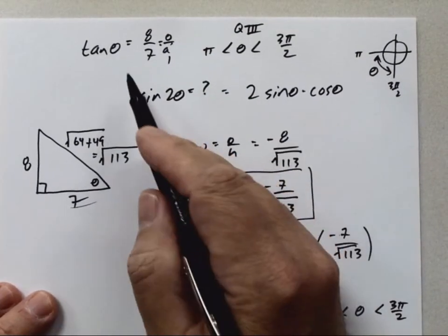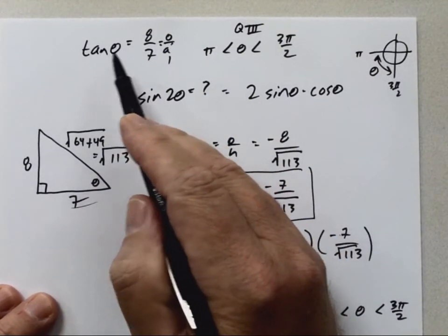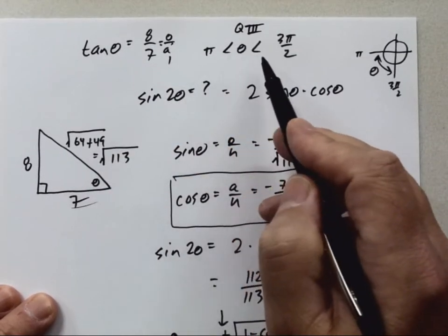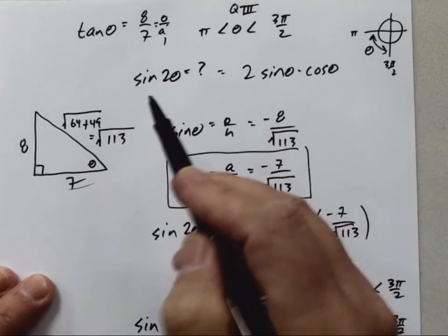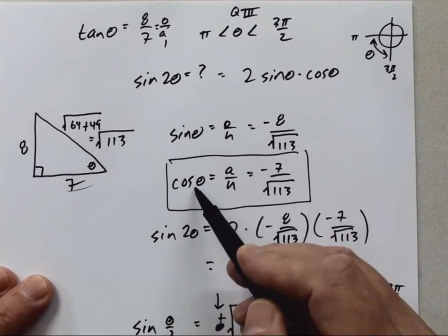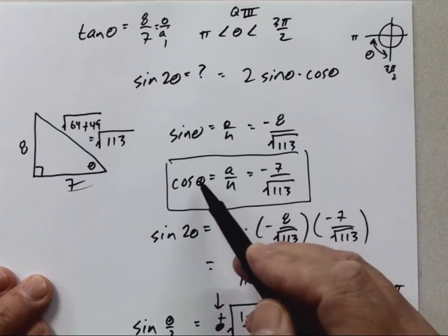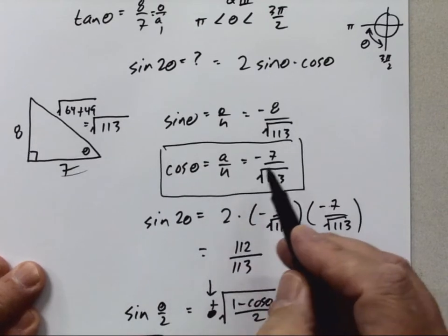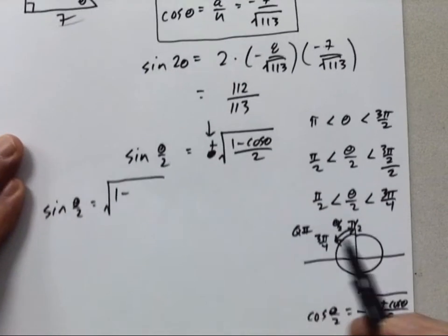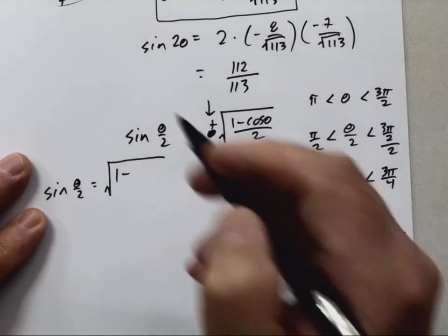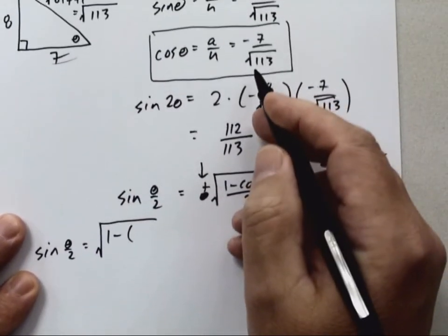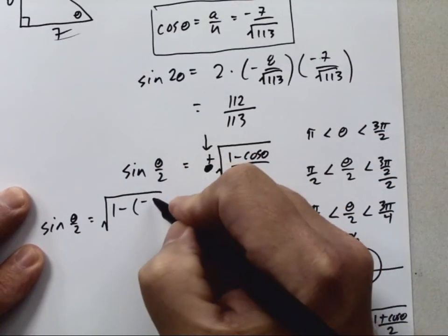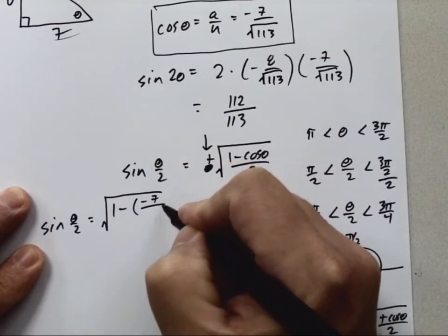Let's retrace it. Back to theta, tangent theta, 8/7. I created my triangle. I figured out for theta, I'm in the third quadrant. For this theta, I figured out sine and cosine, they were both negative. This is the cosine I'm now going to plug in down here. This cosine is actually negative. So I have 1 minus cosine theta. Cosine theta is negative 7 over square root of 113. And this is why I did this problem. It gets a little crazy.